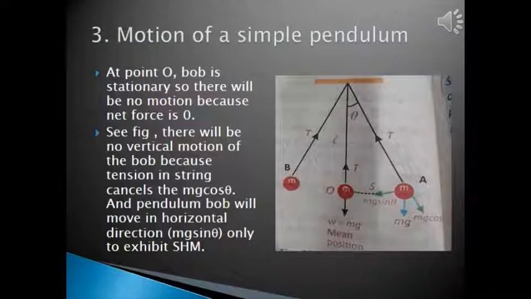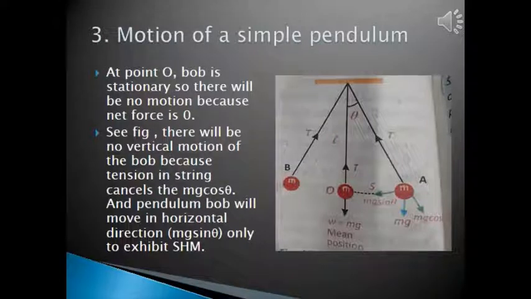The same logic goes for the motion of a simple pendulum, but one thing we will add here. At point O, the bob is stationary, so there will be no motion because the net force is 0. Now see the figure very carefully. There will be no vertical motion of the bob because the tension in the string cancels the mg cos theta. We know that when force is applied on a body, we resolve the force into its two components, sine theta and cos theta. Now the bob will not move vertically. Vertically means up and down.